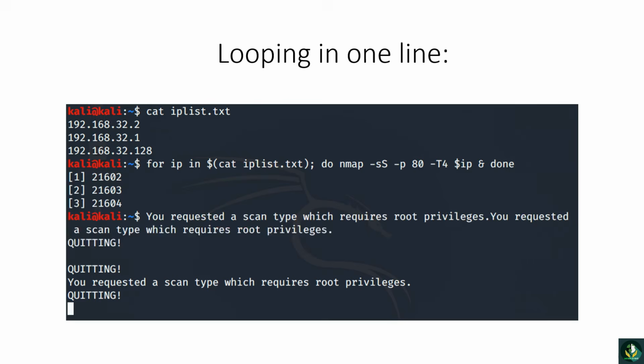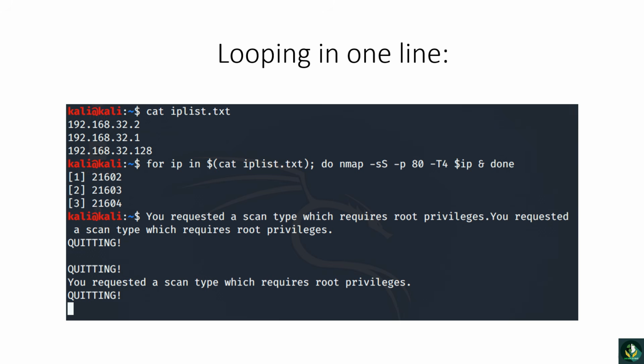Then what you need to do is loop in one line. So we can write a loop in line. In this loop we are going to run through all the IP addresses in iplist.txt, and then continue with a semicolon and do the nmap scan with the declaration of the IP address, which is $IP. Lastly, finishing with this, we are done. However, the script requires root privilege.